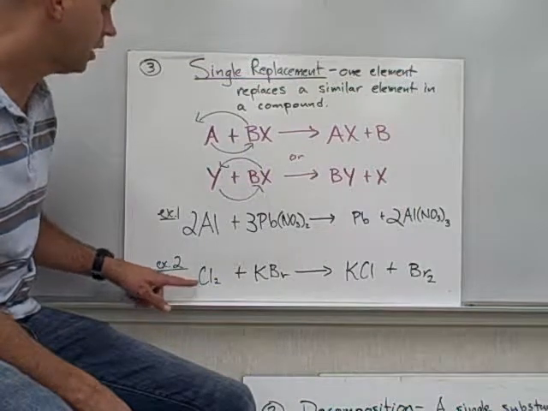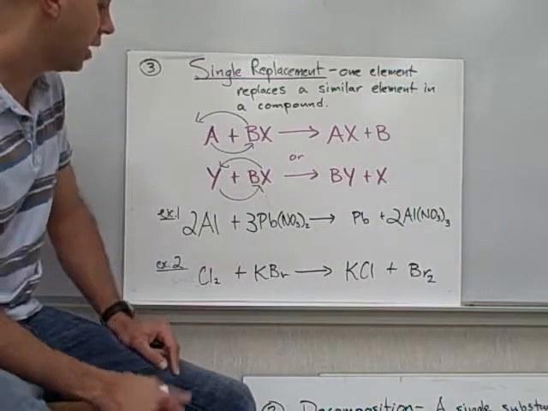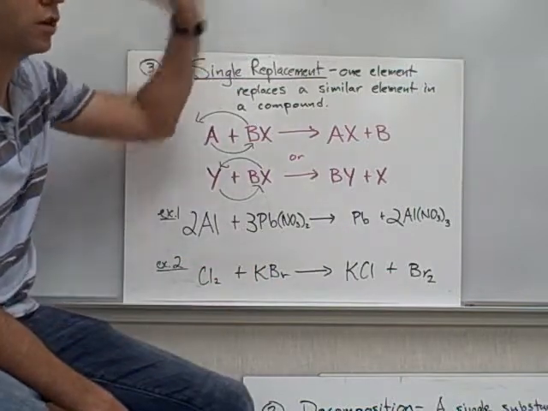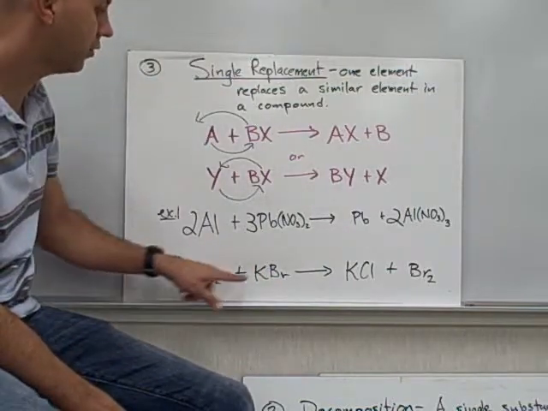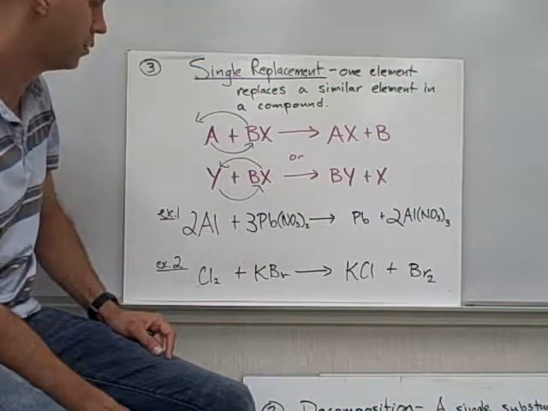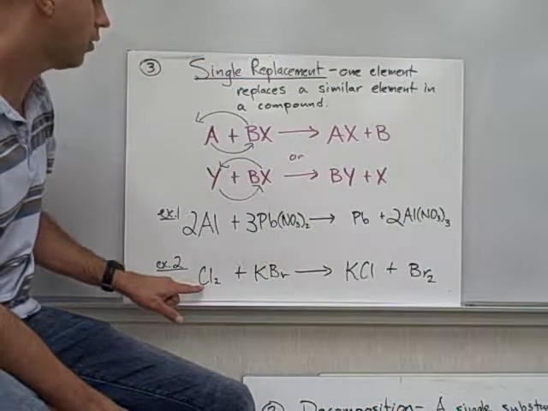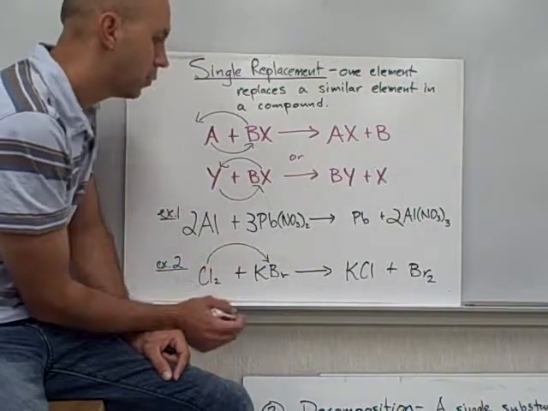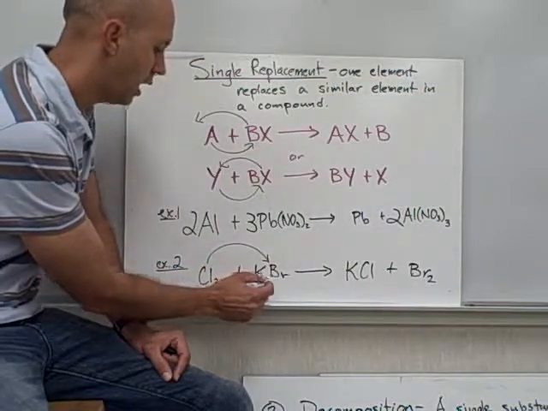Over here, I've got chlorine gas and potassium bromide. Now chlorine and bromine both have a -1 charge, and they're both nonmetals found on the far right of the periodic table. In this case, chlorine is going to replace bromine. So this chlorine is going to come over, bump the bromine out of the place, and the bromine is going to be leaving.